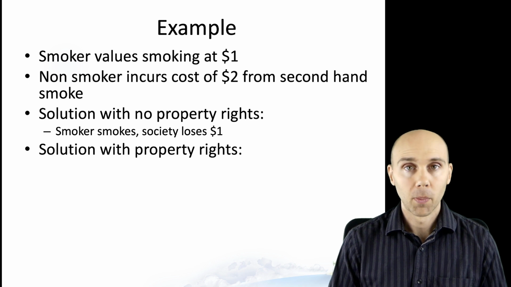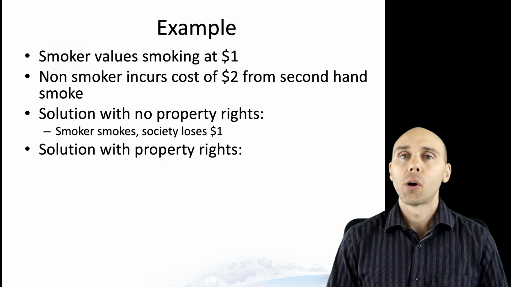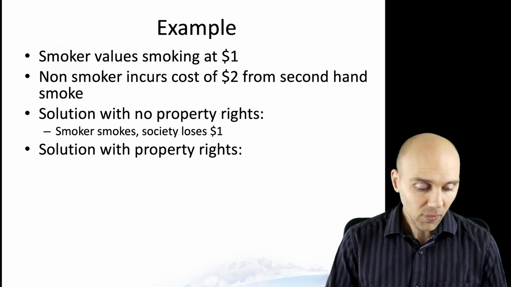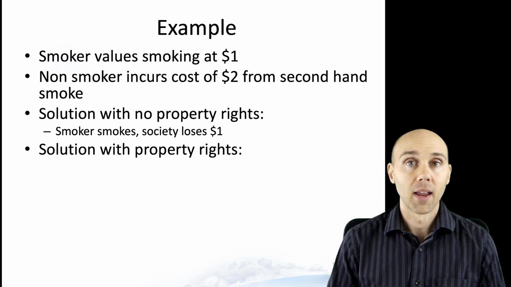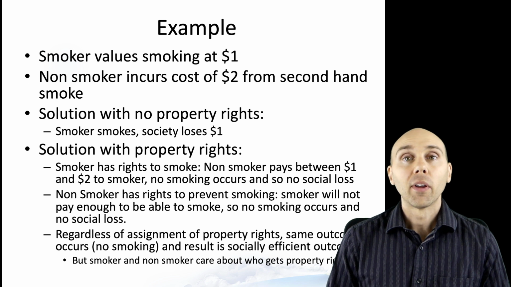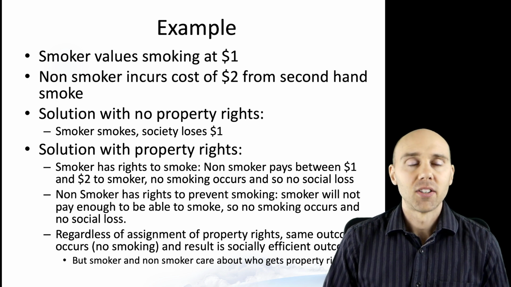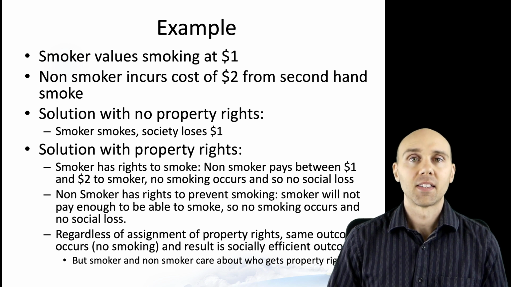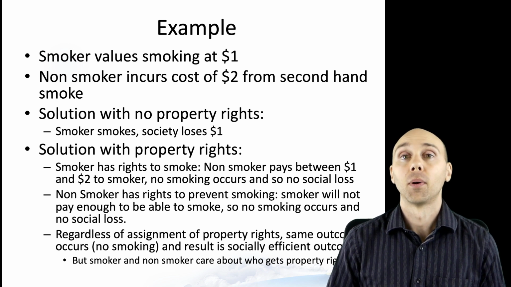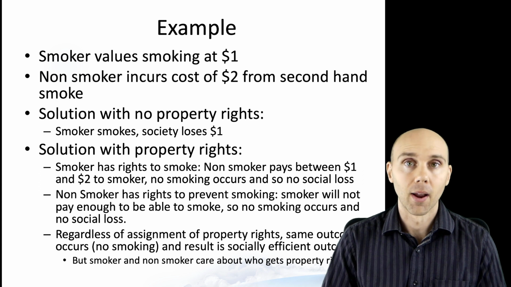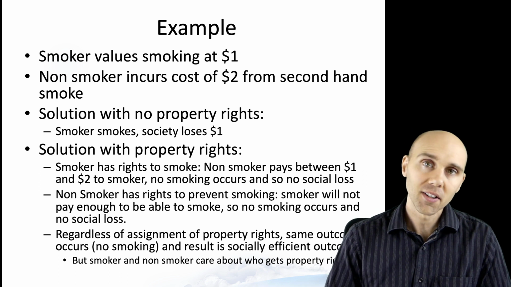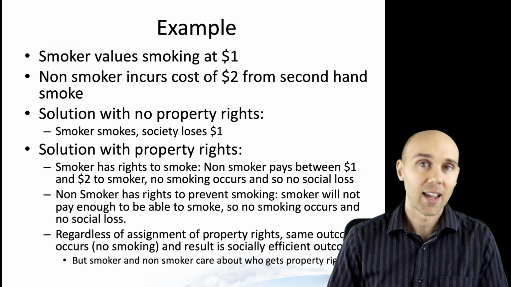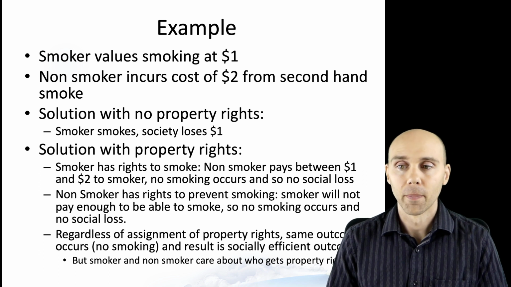What about if there are property rights? Well, we can assign property rights to either the smoker or to the non-smoker. So let's say that the smoker has the right to smoke. Now we go into this private negotiation element, which is a key element of the Coase Theorem. So the non-smoker says to the smoker, hey, I will offer you $1.50 not to smoke that cigarette. Now, if the smoker is rational and he values the cigarette at $1, then it makes sense for him to take that $1.50 and not smoke.